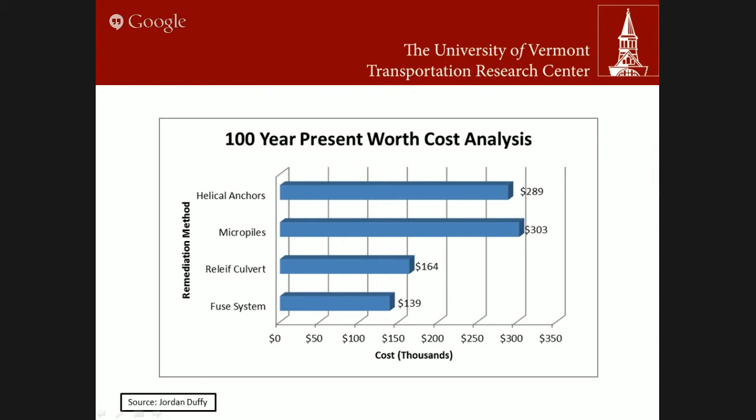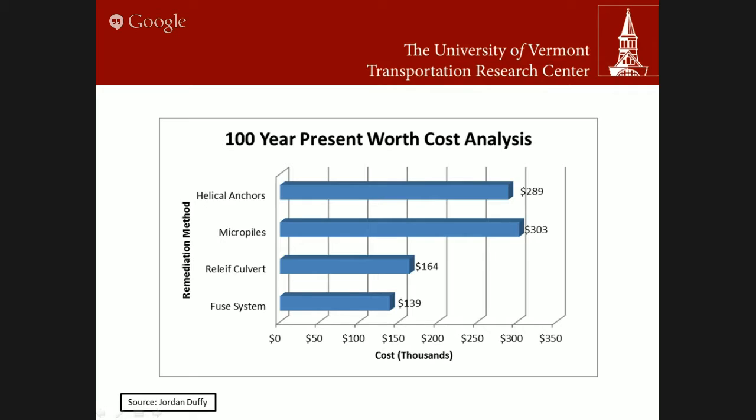And with this, we also performed a cost analysis of the fuse system and found that the fuse system was, not by far and away, but the cheapest option out of all of the options that we had looked at.